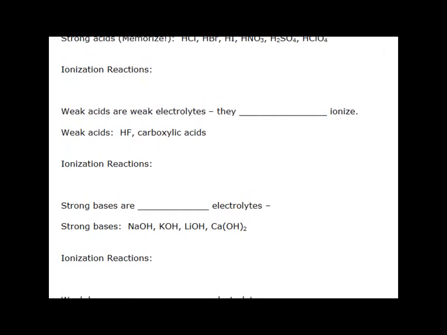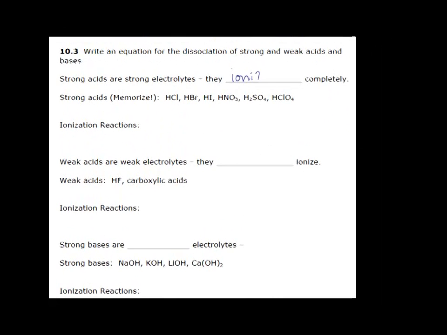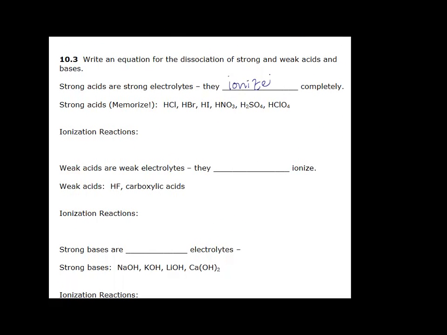Continuing on in Unit 5, we're going to talk about strong acids and strong bases, as well as weak acids and weak bases. So strong acids are strong electrolytes. We mentioned this in the previous lecture. Because they're strong electrolytes, that means they ionize completely. So they form exclusively ions, no molecules are present. The strong acids that you should memorize for this course are HCl, HBr, HI, HNO3, H2SO4, and HClO4.